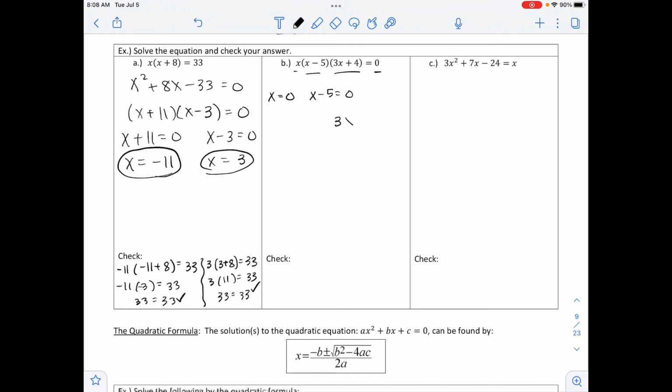And the last one would be 3x plus 4 equals 0. So we're going to get x equals 0, x equals 5. Then solving the second equation that we have written that we need to solve, we'd subtract 4 and divide by 3. So we will get x equals negative 4/3.